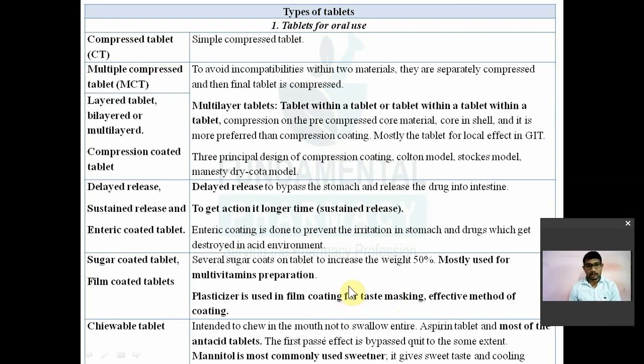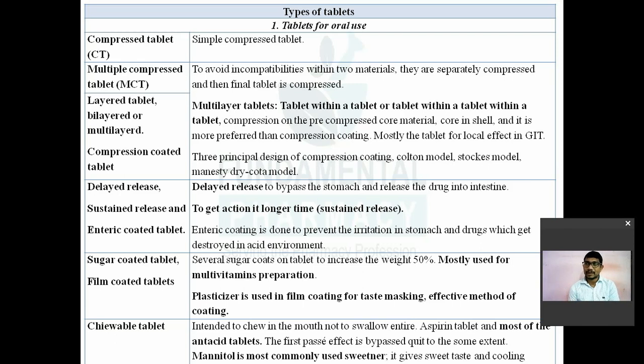And now sugar coating of tablets is done with a few formulations, mostly used for multivitamin formulations. अगर आपने multivitamin tablet देखा होगा कोई, तो most of them are sugar coated tablets. For example, एक tablet का नाम बोलता हूँ आपको, Supradyn नाम का एक tablet है, Supradyn tablet is nothing but a sugar coated tablet, and you will find easily that multivitamin tablets are mostly sugar coated. Then film coated tablet. What do you mean by film coated?